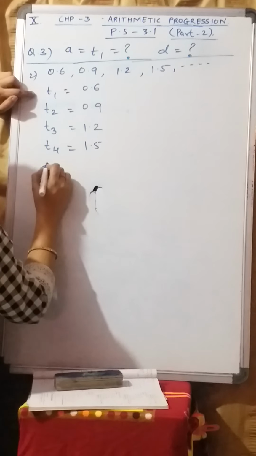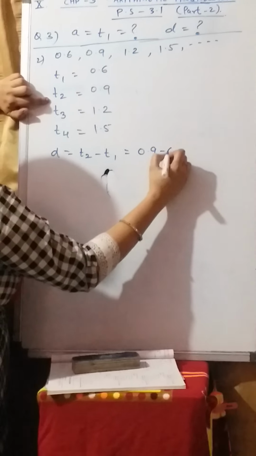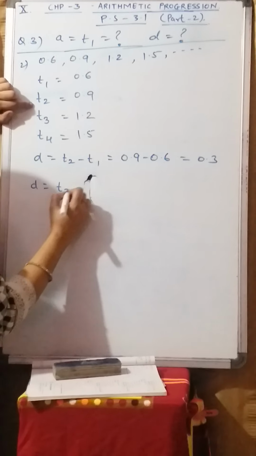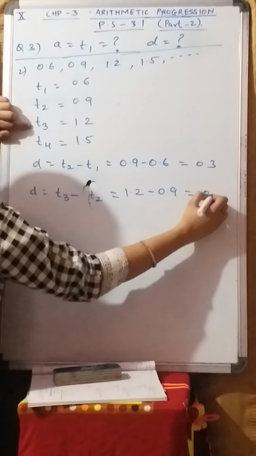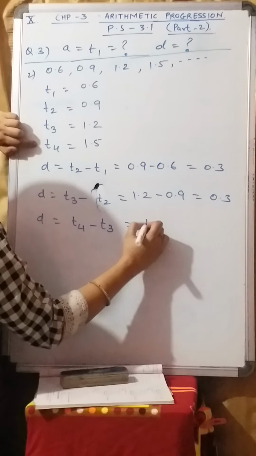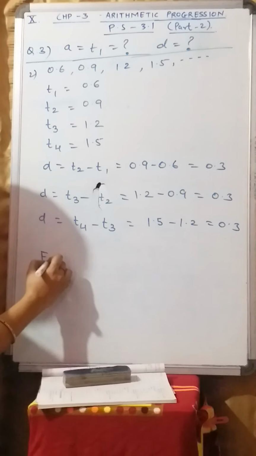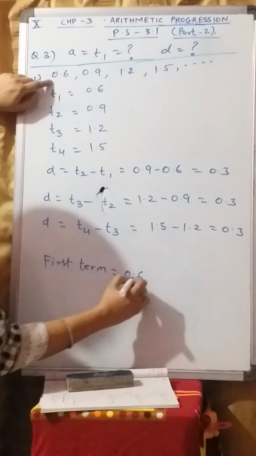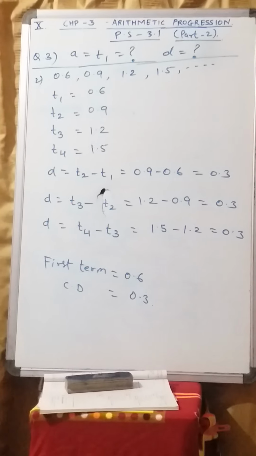Now to find D, you can write T2 minus T1, that is 0.9 minus 0.6, it is 0.3. Easy. Then D is equal to T3 minus T2, that is 1.2 minus 0.9, again 0.3. Then D is equal to T4 minus T3, that is 1.5 minus 1.2, again 0.3. So you have to write the first term, what is the first term? 0.6, and the common difference is 0.3. So you got it.